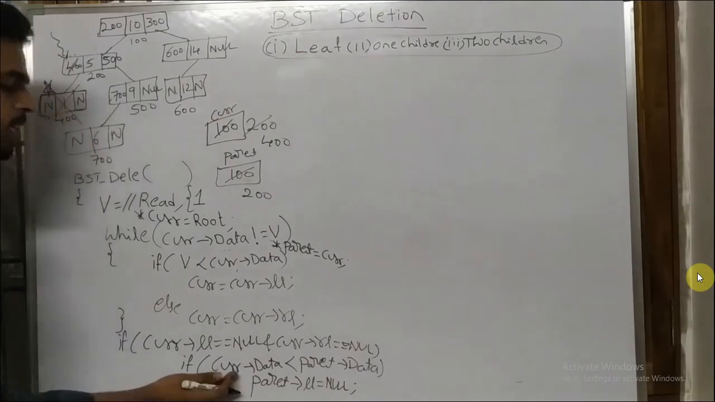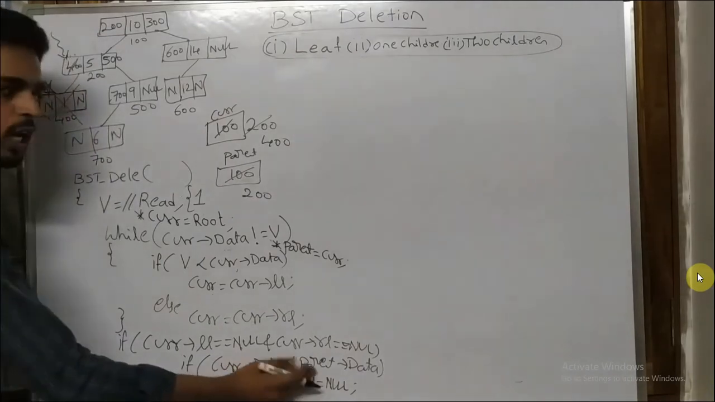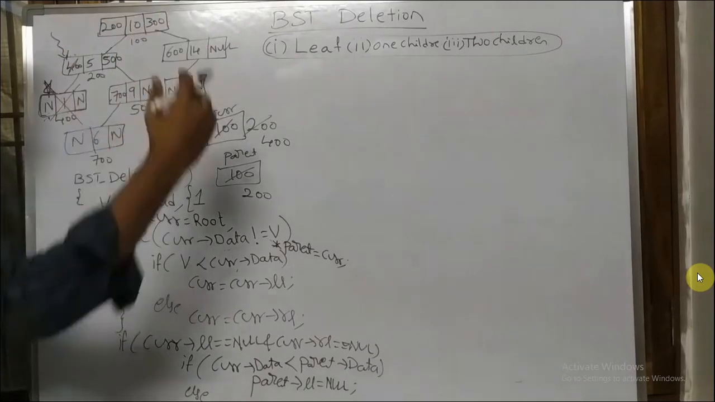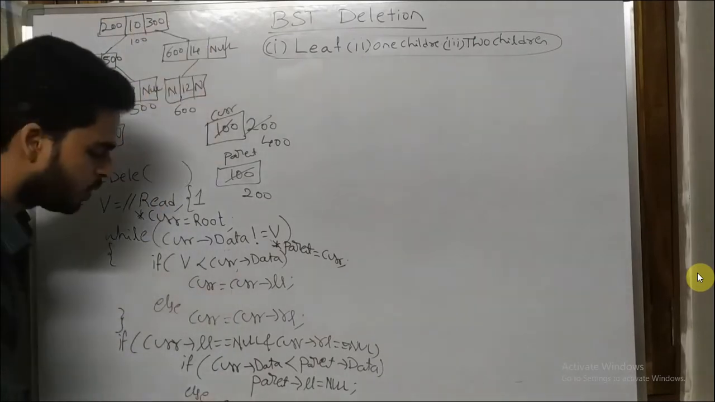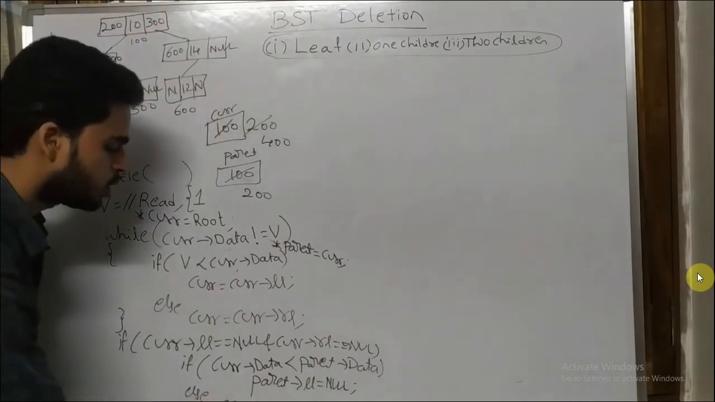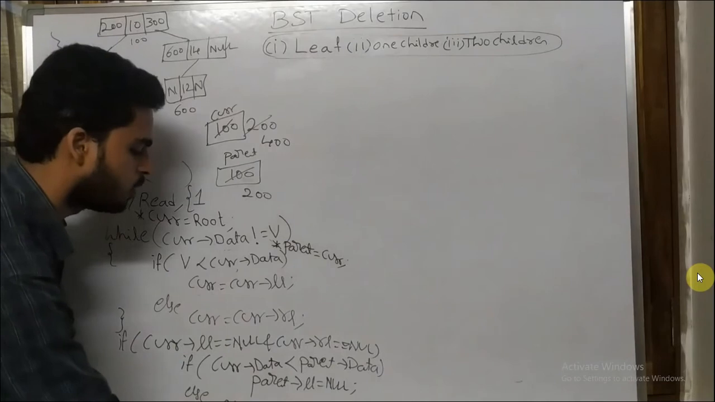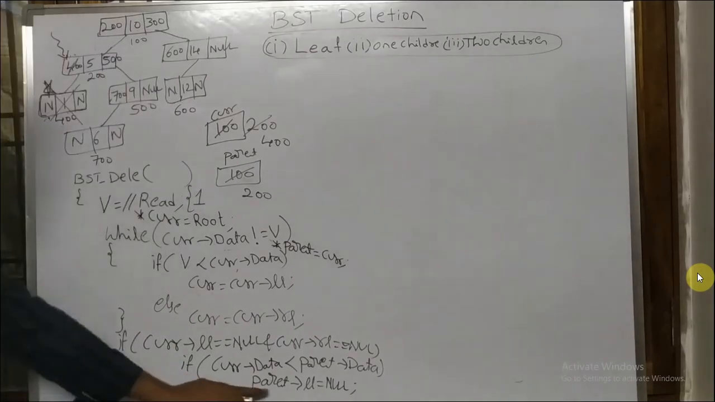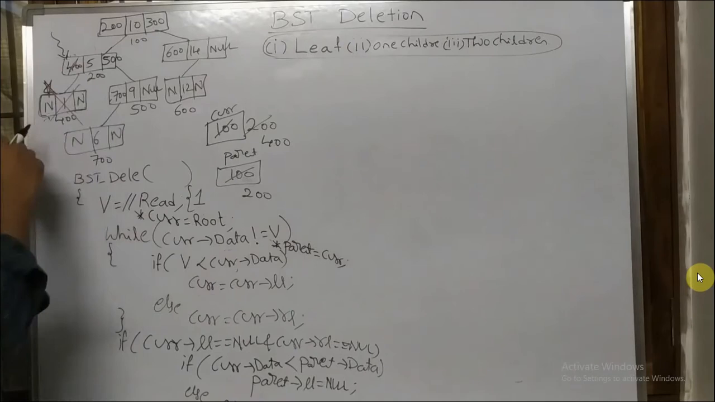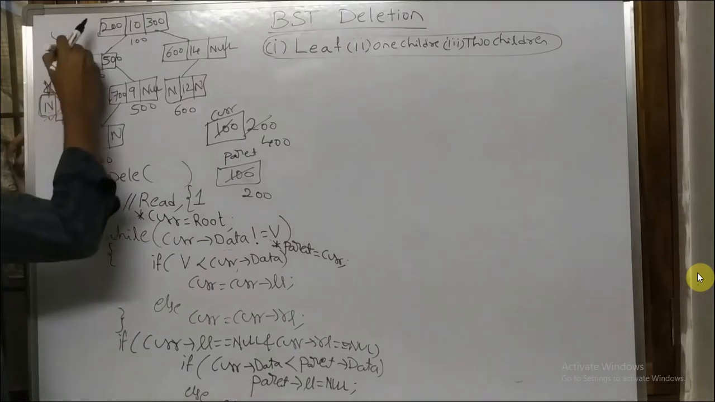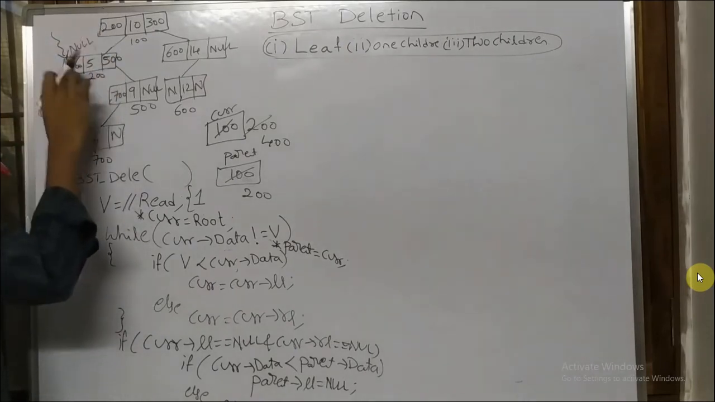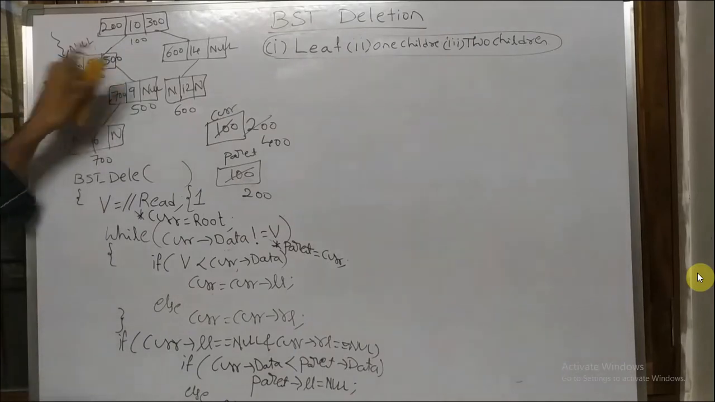Otherwise, if the deleted value is greater than the parent node value, meaning the deleted node is pointed to on the right side, I need to make null the parent->right link. Parent->right link equal to null. So for our condition, parent->left link equal to null. So it will make null here. So now the structure will look like this.